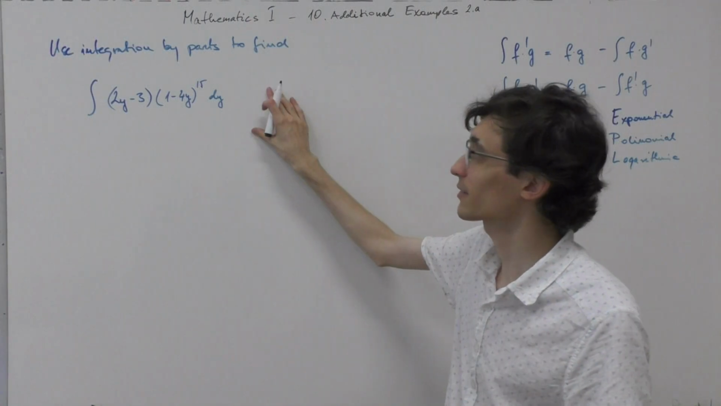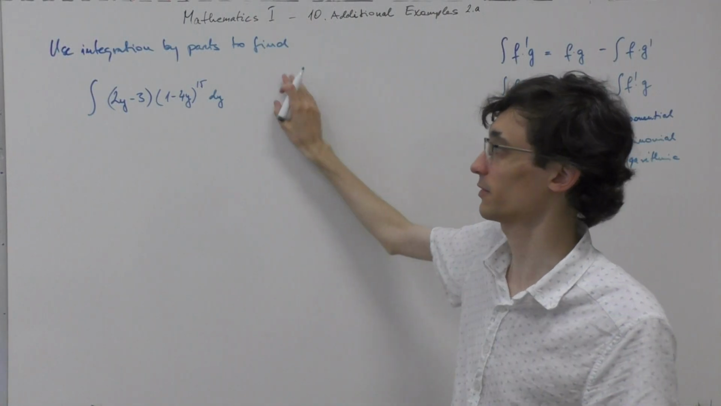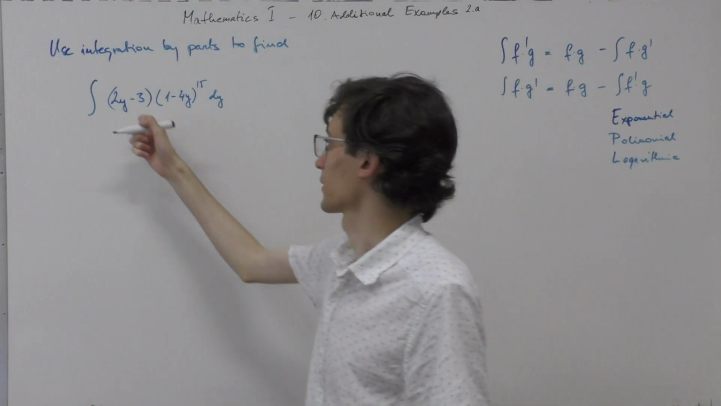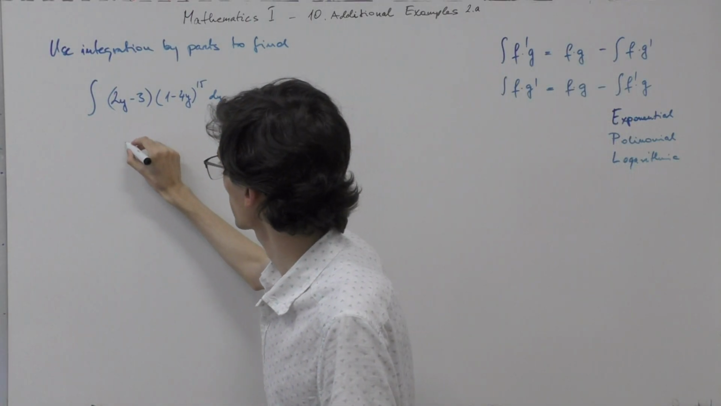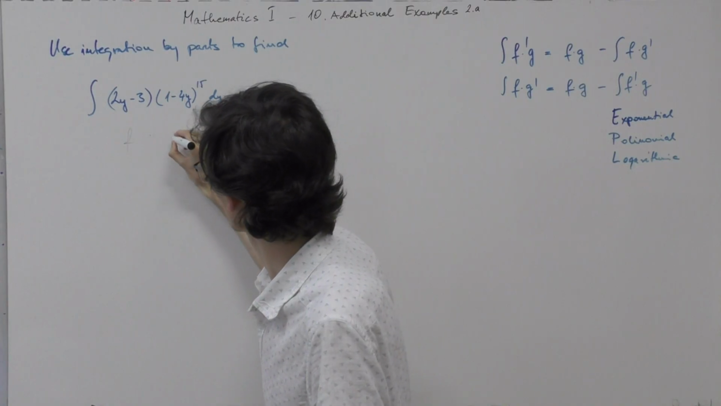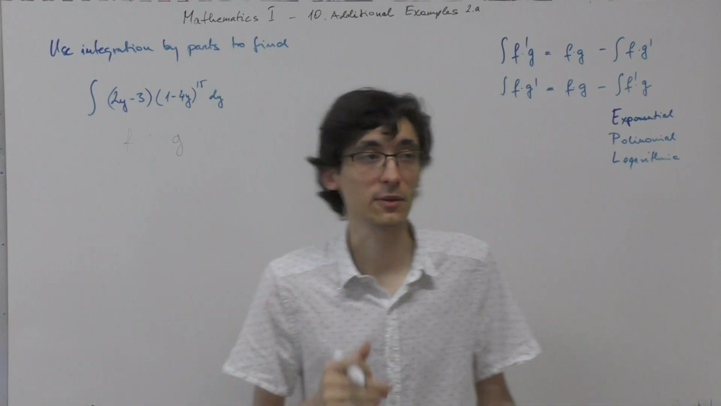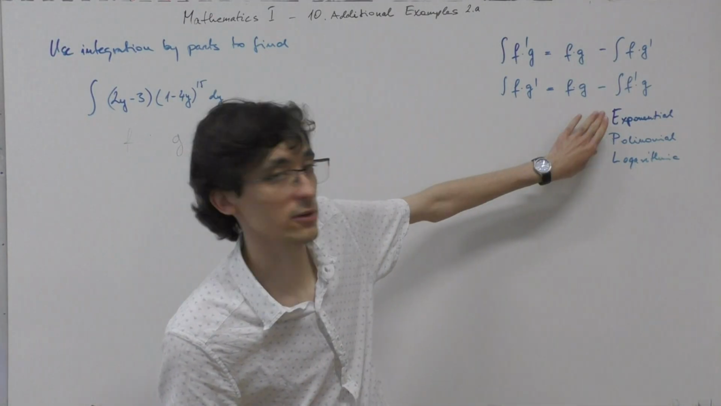In this next exercise, we must use integration by parts to find this indefinite integral. Here you can see a product of two functions. One of them will of course be f, the other one g. To figure out which is the derivative function, we use of course this rule.